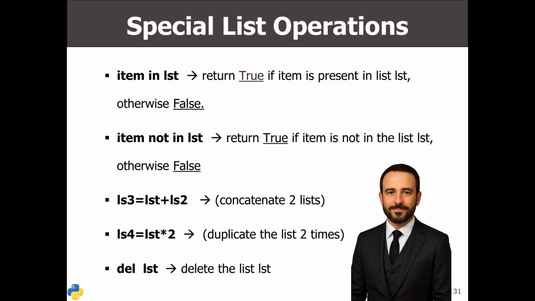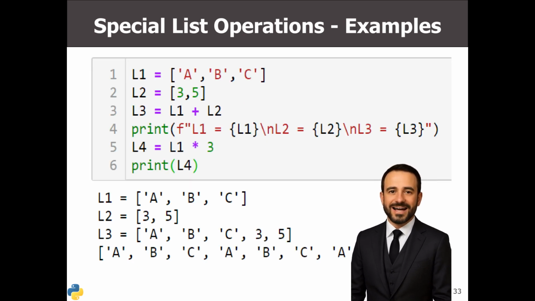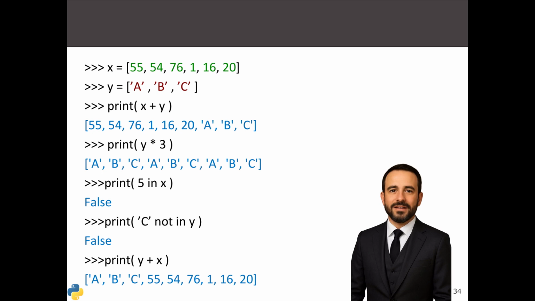This example demonstrates checking for element presence or absence in a list using in and not in operators. Here, lists L1 and L2 are combined to form L3, and L1 is duplicated to create L4, illustrating concatenation and multiplication. This code further illustrates list operations, including concatenation, multiplication, and membership testing, displaying the results.